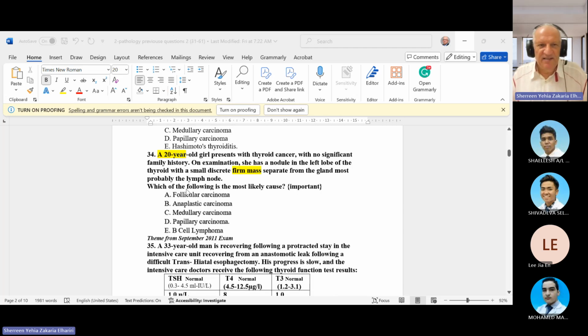Okay. After that, a 20 years old girl presented with thyroid cancer with no significant family history. On examination, she has a nodule in the left lobe of the thyroid with a small distant firm mass separate from the gland, most probably a lymph node. So this patient is young, 20, with no family history of thyroid tumor. She has a mass, and of course it is a lymph node. Sometimes cancer of the thyroid is first presented only by a lymph node. So again, this is a young patient with a lymph node. What could it be? Anyone?